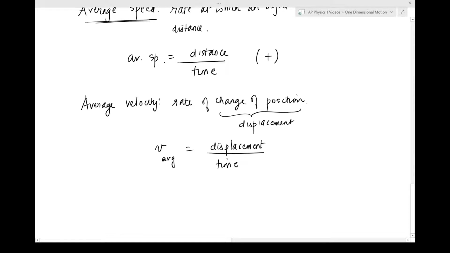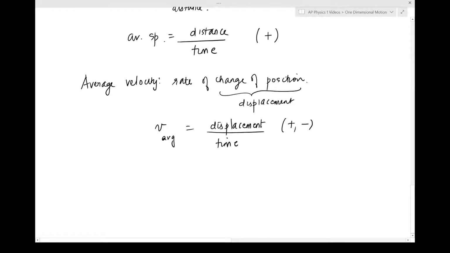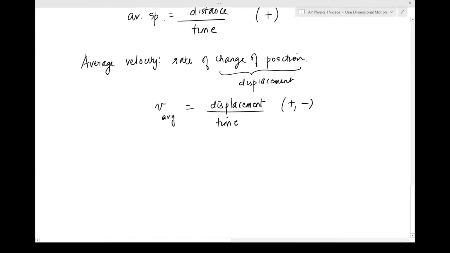Displacement from the previous video we saw could be positive or negative. So average velocity could be positive or negative. And again, what we need to realize is that the sign in front of the average velocity once again gives you the effective direction of the motion. Negative would mean moving to the left, positive would mean moving to the right. So this is average velocity and average displacement.